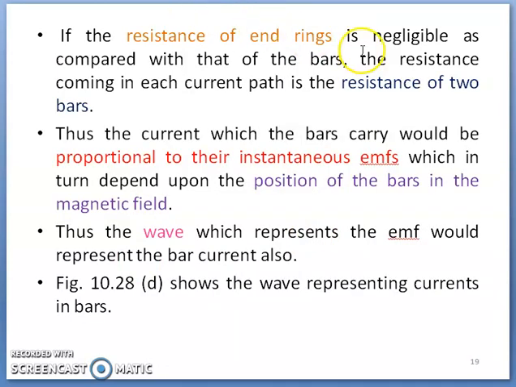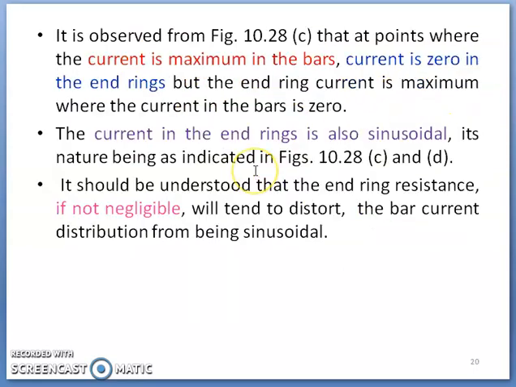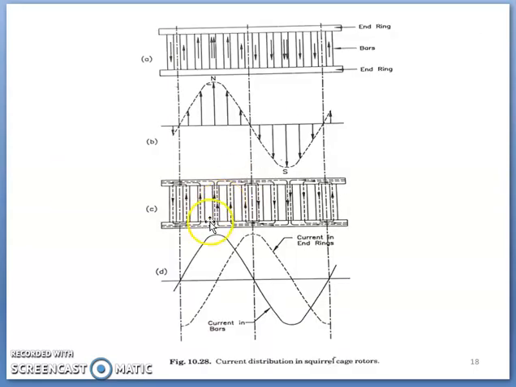If the resistance of the end ring is negligible as compared with the bars, then the resistance in each current path is the resistance of two bars. You can observe this through this figure. The closed path for current flow carries current through the rotor bars as well as the end ring. For one closed path of current, two bars come in series.